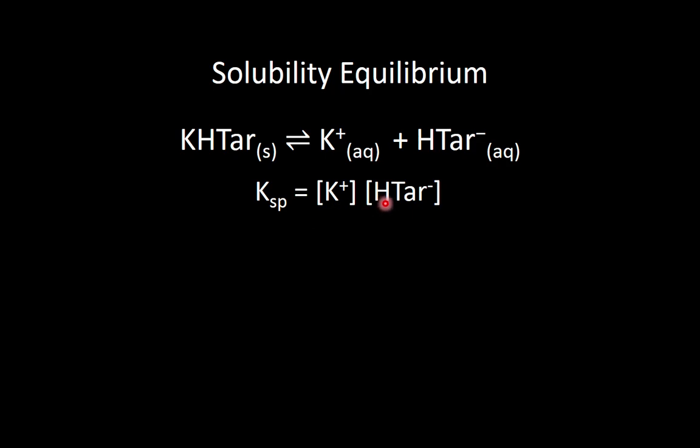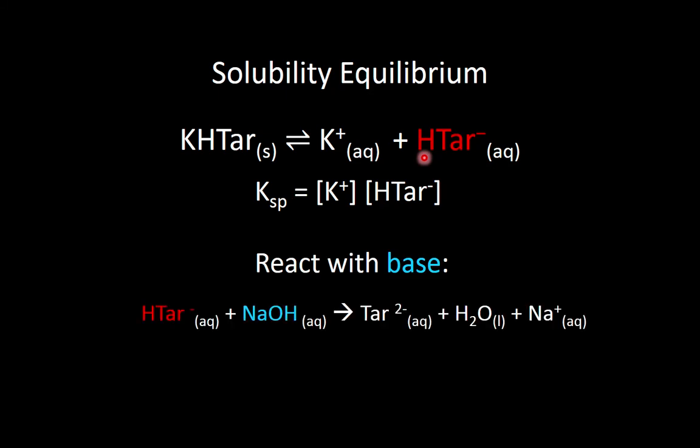The way we're going to do that is use this ion. This ion is an acid. HTar is an acid. This is the proton that it loses. We are going to react it with a base, and we're going to know the concentration of the base. That's going to be provided to you.